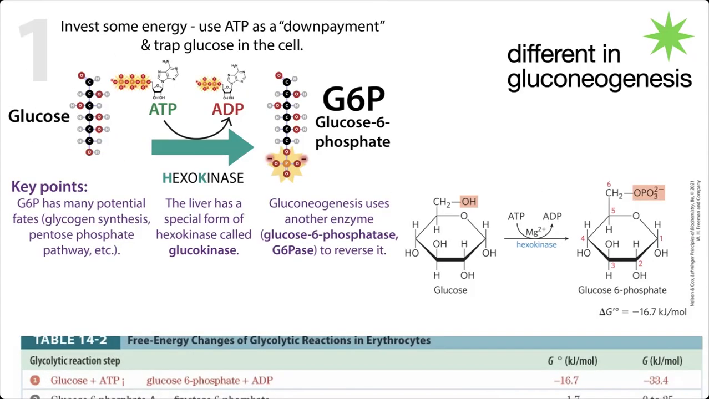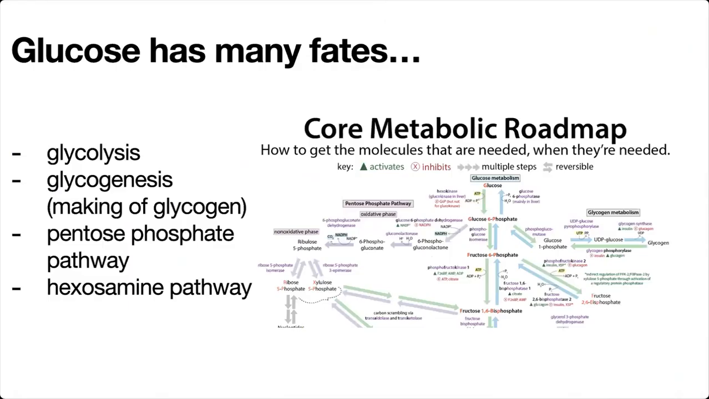And this step is therefore going to serve as a really important energy investment phase where you're saying, okay, you're committed to staying inside of the cell. We'll talk later about how once it's trapped inside the cell, however, it can have multiple fates. It can go and get linked up to form glycogen. It can get taken down the pentose phosphate pathway, or it can go down glycolysis.